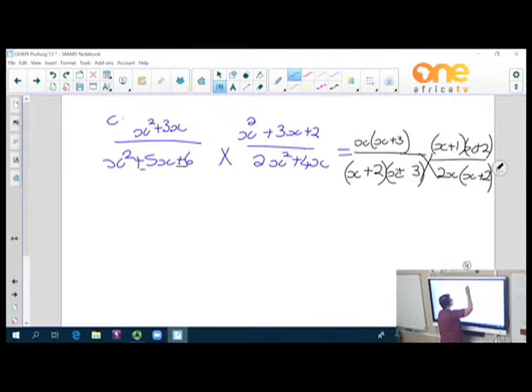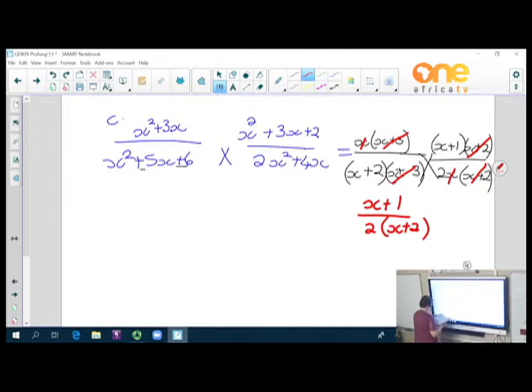Everything is now multiplication, so now is the time to cancel. What can cancel? This one and this one, this one and this one, and that's then my answer. Oh, this x and x can cancel, so it will be x plus 1 over 2x plus 2. There's my final answer for that one.